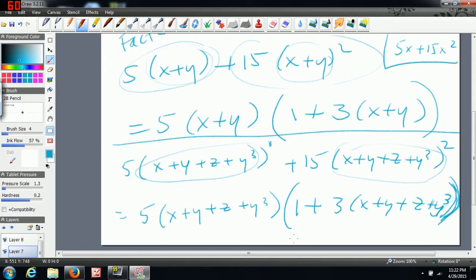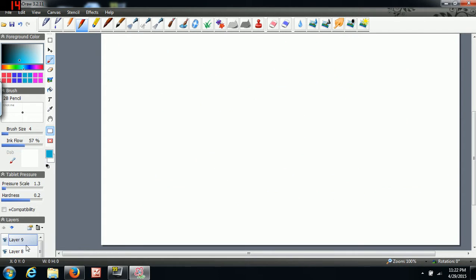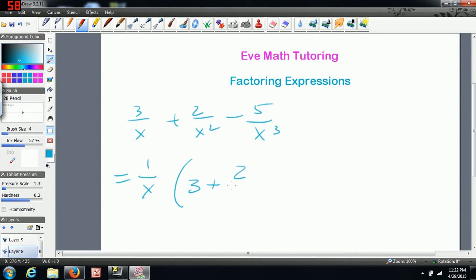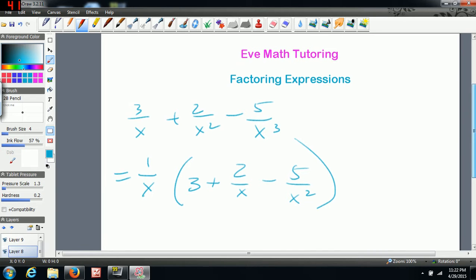That's how you would factor something like that. Okay? Let's try another example. So if you have something like 3 over x plus 2 over x squared minus 5 over x cubed. In this case, what you would do is just take out 1. The biggest thing I'd take out from the top is 1, and from the bottom would just be x. So I'd be left with 3 plus 2 over x minus 5 over x squared. Okay, so that would be the biggest thing we could factor out there.